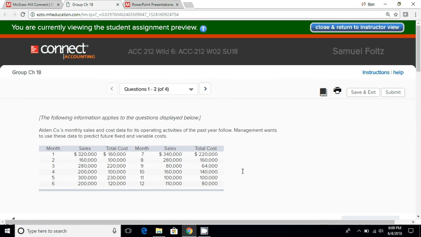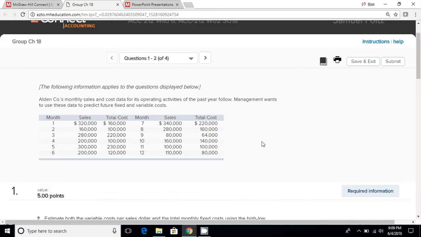Chapter 18 practice work. Looks like we're going to start this out with the high-low method. Let's just go ahead and get into this. So Alden Company's monthly sales and cost data for its operating activities of the past year follow. Management wants to use these data to predict future variable and fixed costs. You see we have all 12 months here.